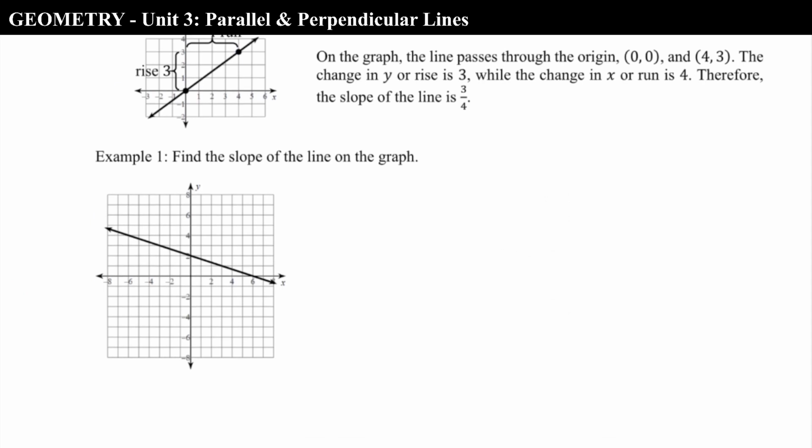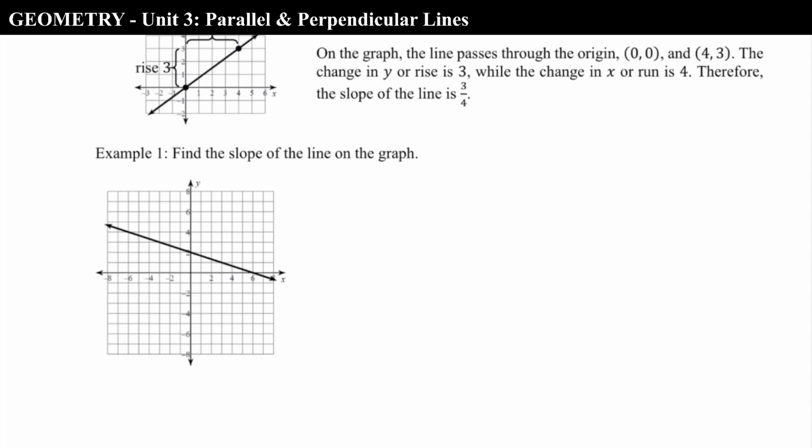So let's do an example of finding the slope of the line on a graph. Well, let's pick a point. Let's say we pick this point here, and let's go to the next point where we go through, and that would be here. So we would have a rise of -1 and a run of +3. So our slope would be -1/3.